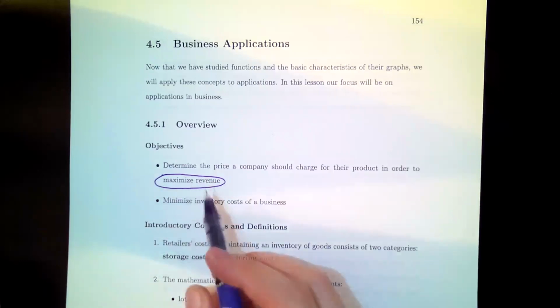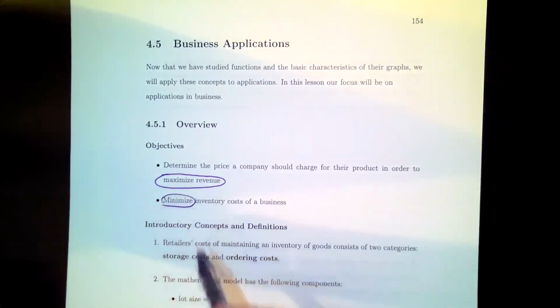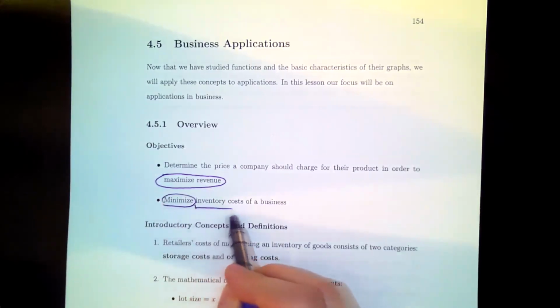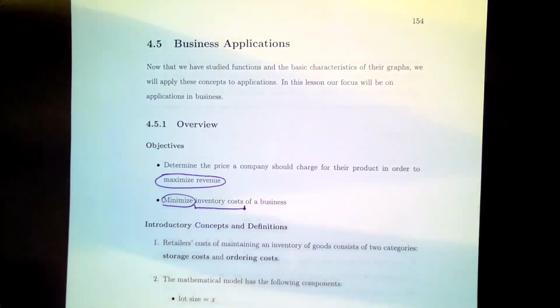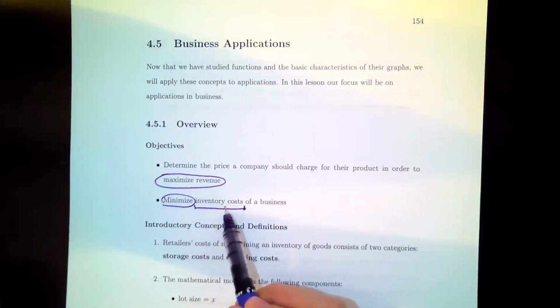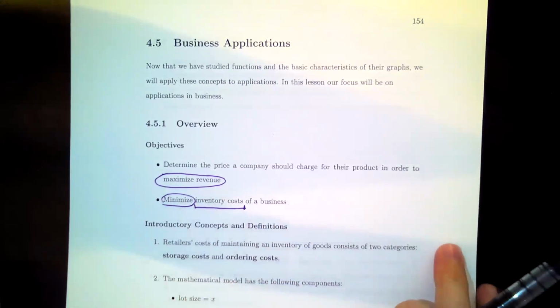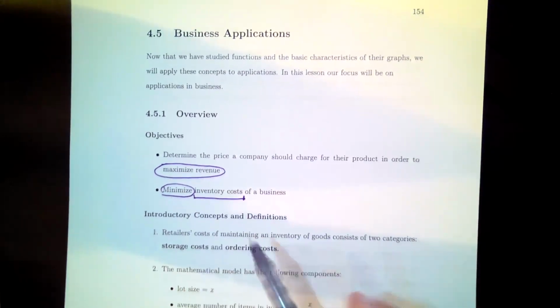And in the same way, we're going to minimize inventory costs. Now, inventory costs is a new function that we have not built yet, so I have to walk you through how to build the inventory cost function, and the formula for that is coming right up. But after we build it, we will have to minimize it. So I'd have to find a local minimum or the critical numbers that correspond to a minimum. So let's get started with these types of application problems.